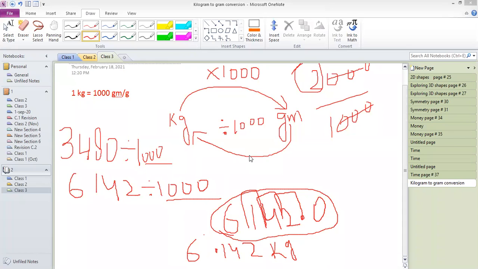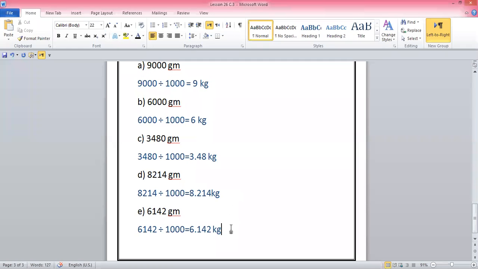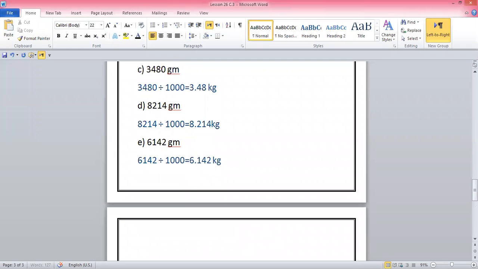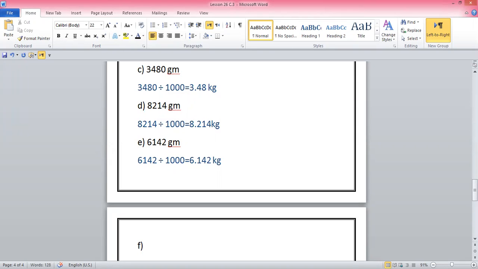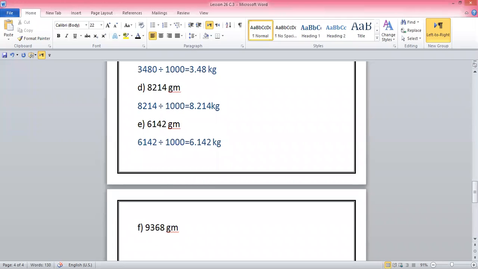Yes, sir. That's very good. Now move to our classwork file. This is F. F is 9368 gram is equal to how many kilogram? So 9,368 divided by 1000.